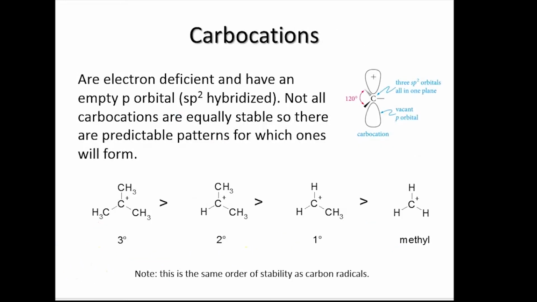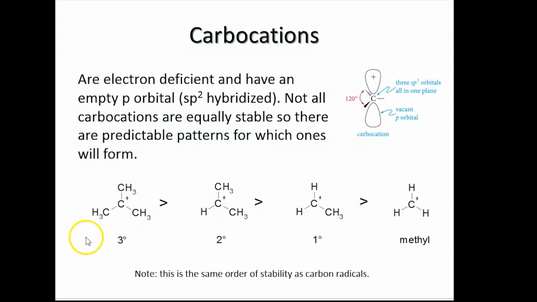So let's talk a little bit more about carbocations because they're an important intermediate in several types of organic reactions. They're electron deficient and have an empty p orbital. So with that, the geometry of the substituents will be 120 degrees about that vacant p orbital. And just as we had a ranking of stability of radicals, we also have a ranking in stability of carbocations. The most stable is a tertiary. The intermediate is a secondary, and the least stable is a primary or a methyl.